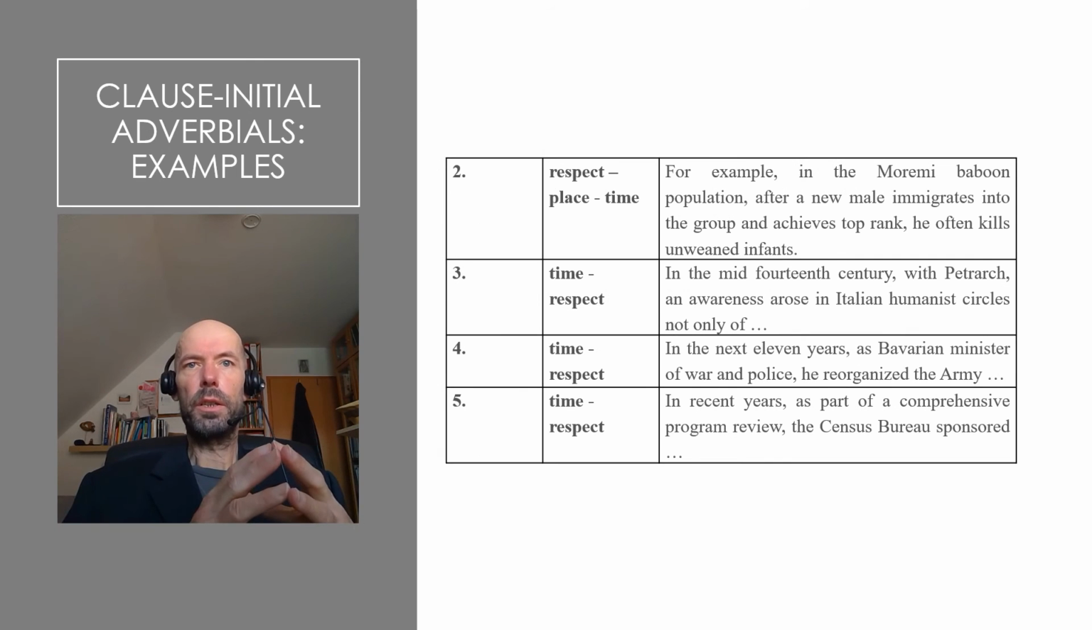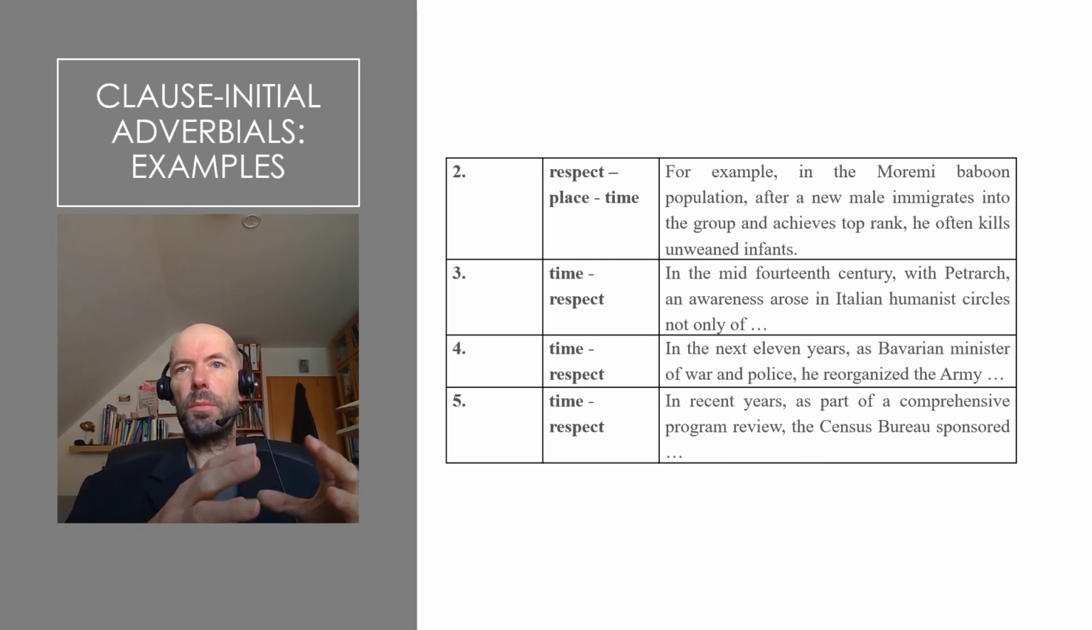Quirk and his colleagues claim that in clause initial position, adjuncts usually appear in the following order: place, time, or process, time. However, there's some contradictory evidence to be found in academic text, and translators working from German into English can model their solutions on the varied patterns observed. So, for instance, we get respect, place, time. For example, in the Mareumu baboon population, after a new male immigrates into the group and achieves top rank, he often kills unweaned infants. Time, respect.